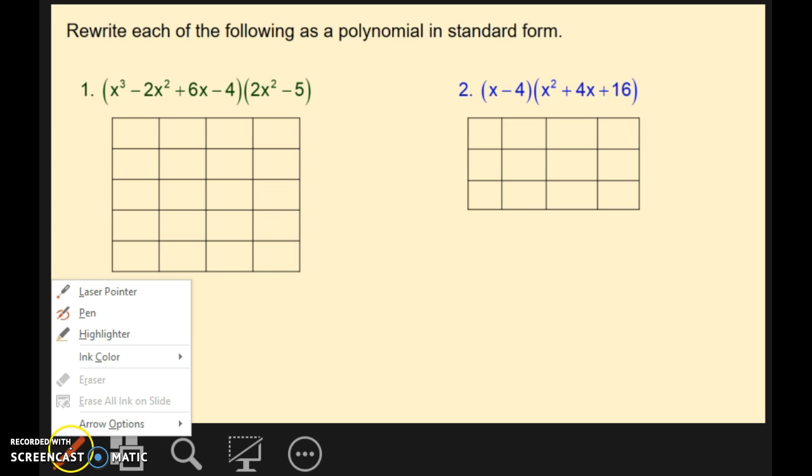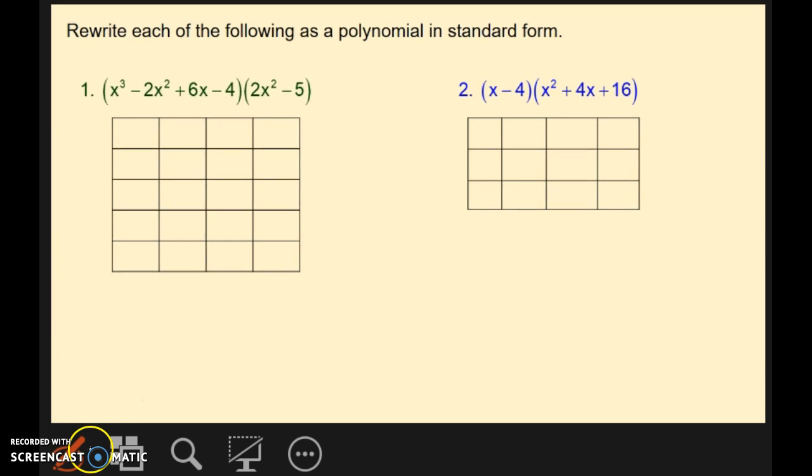To start with the area model, the first thing I want to do is take my first polynomial here, which is x to the third minus 2x squared plus 6x minus 4, and just for convention's sake, I'm going to put that along the column. If I put it along the row, it wouldn't be wrong. We just put the first thing we see in the column. But if you switch them around, it really doesn't make a difference because we are performing multiplication.